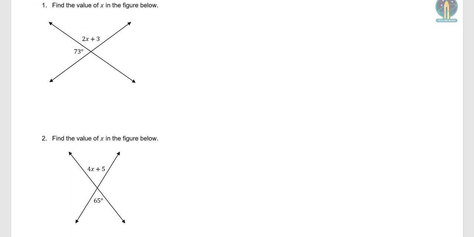Okay, so for the first exercise, we need to find the value of x in the figure below. So we have 2x plus 3, and we have 73 degrees. And these are supplementary, because this is a straight angle, obviously, 180 degrees total. So both of these add up to 180 degrees. So we can write 2x plus 3 plus 73 degrees equals 180 degrees.